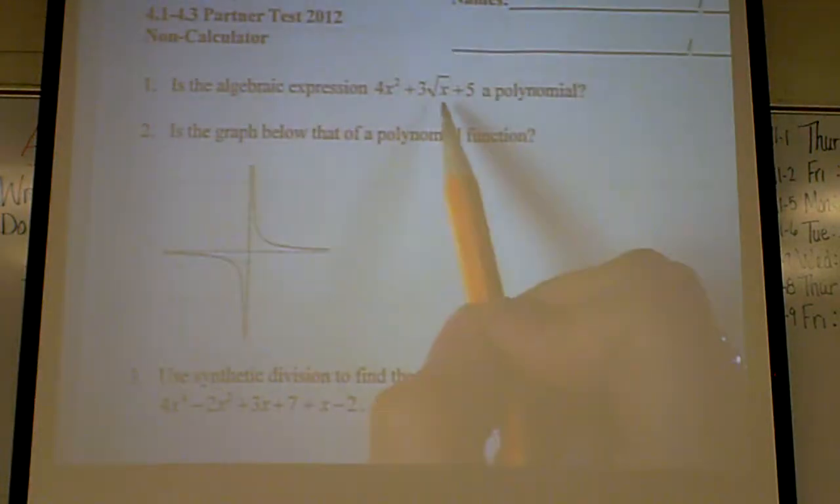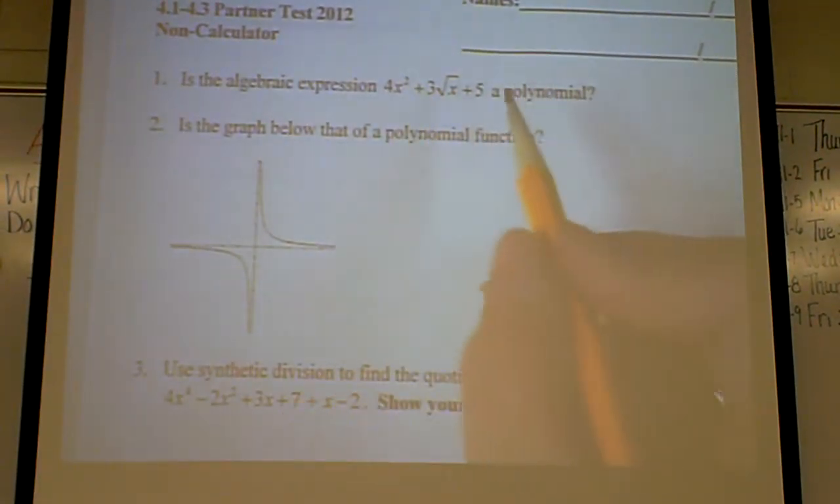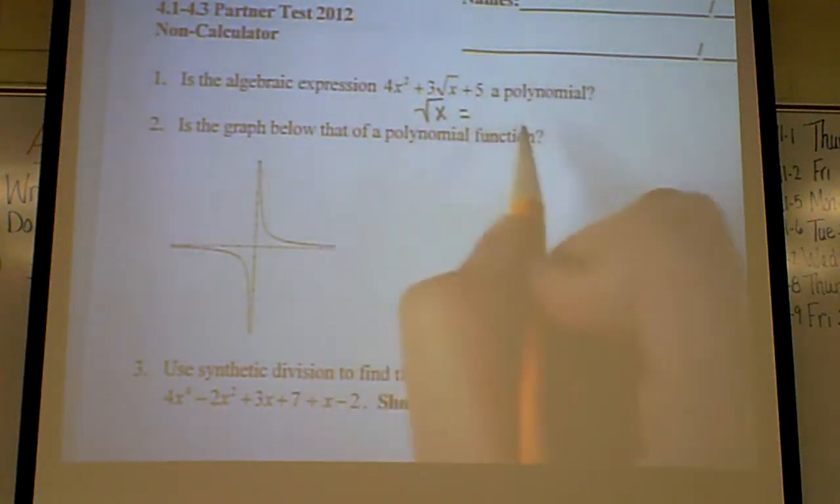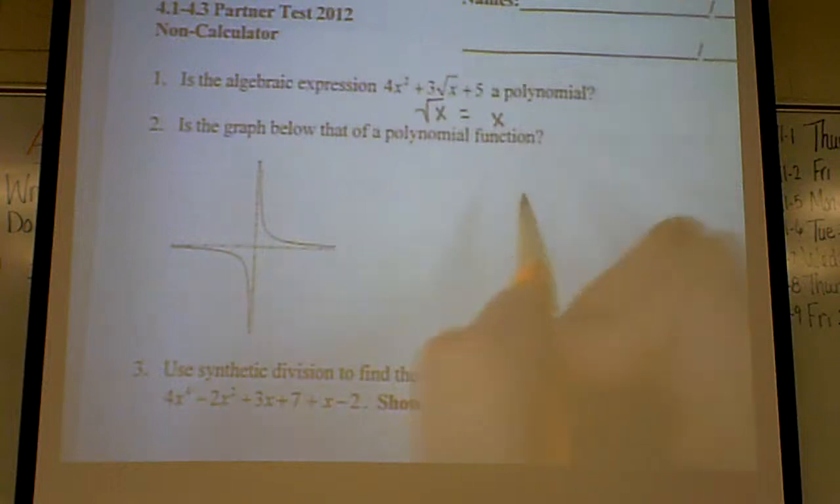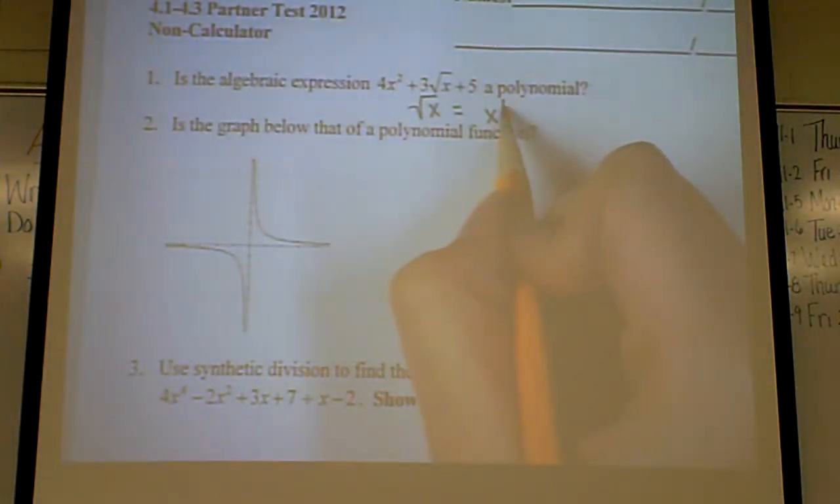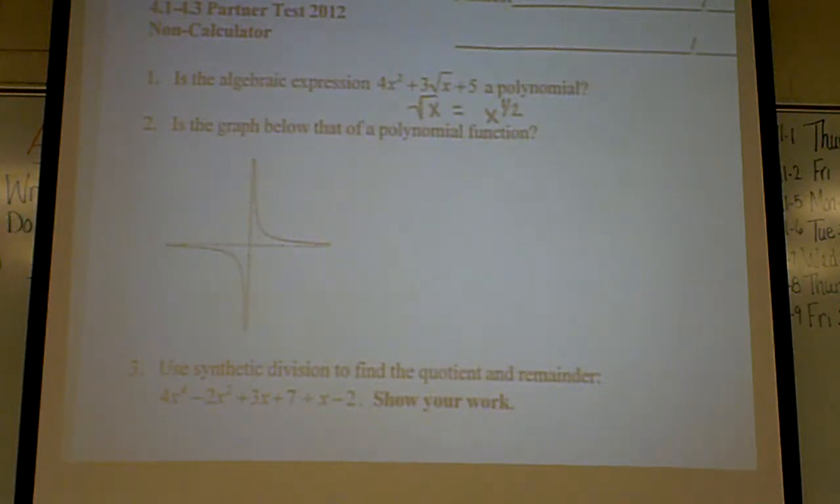It's not an algebraic expression, right? There's this x underneath the square root sign. If x is underneath the square root sign, that's the same thing as saying x to the negative half, or x to the half. And we can't have fractions in our exponents, they have to be whole numbers. What else can't there be?